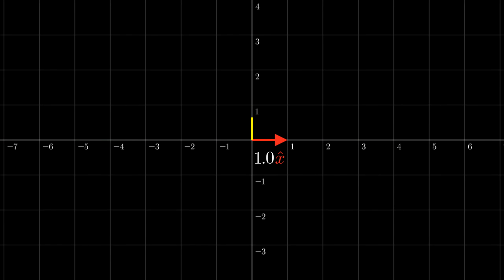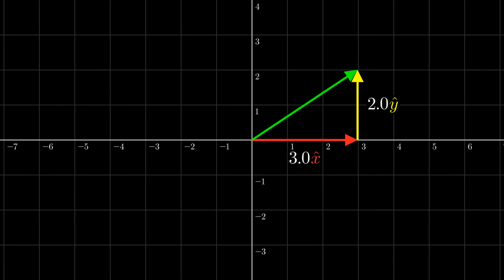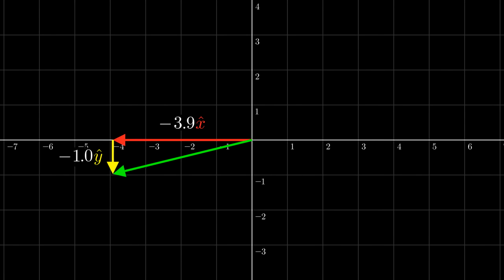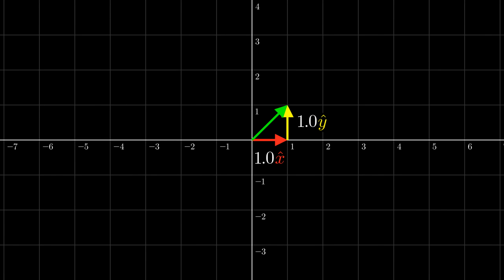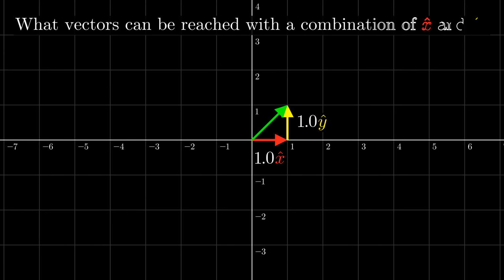Let's try bringing in another vector. Because this vector is a unit vector along the y-axis, let's call this vector y hat. What vectors can we create with both x hat and y hat? Well, we can scale both of them like before, but now we can also add them. Come to think of it, we could also scale x and y before adding them, allowing us to reach many more vectors. Just how many vectors can we reach with a combination of x hat and y hat?